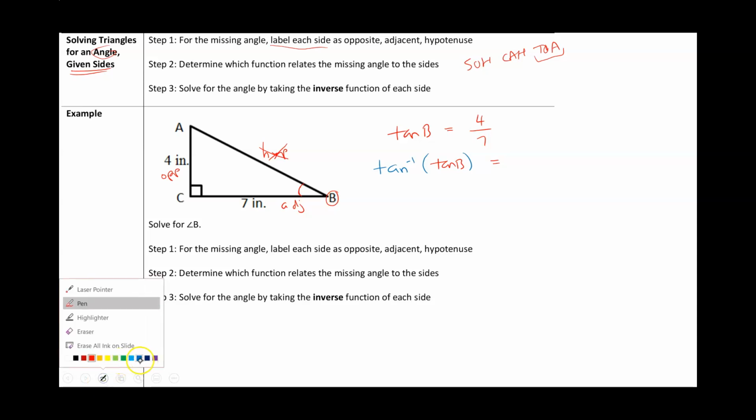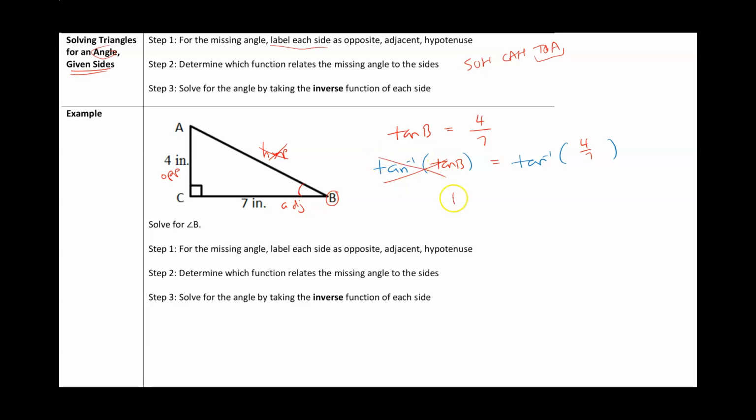So to the right side, we do the exact same thing. We're going to take the inverse tangent of the right side, which is 4 over 7. Now, an inverse tangent and tangent undo each other, and we're left with B, which is our objective.